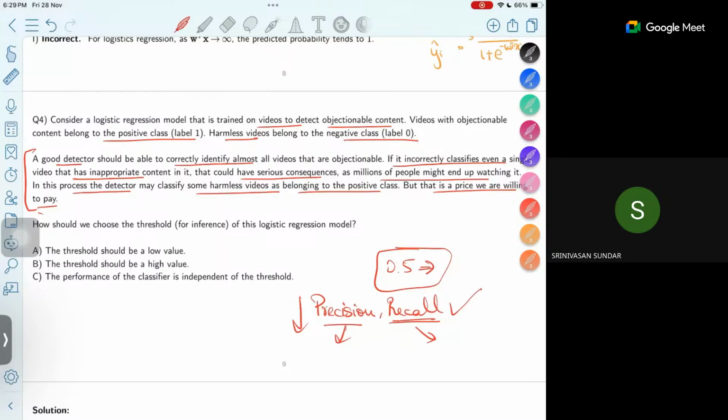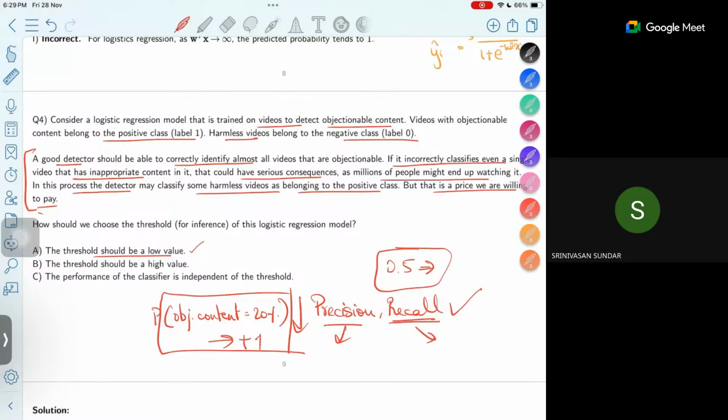If I accidentally flag some videos as belonging to the positive class, even though they actually belong to the negative class, that's fine. So which means we have to pick the threshold at a low value. Let's say, for example, the probability that the video has objectionable content is 20%. If it is 20% itself, I will flag it as belonging to the positive one, the +1 class.